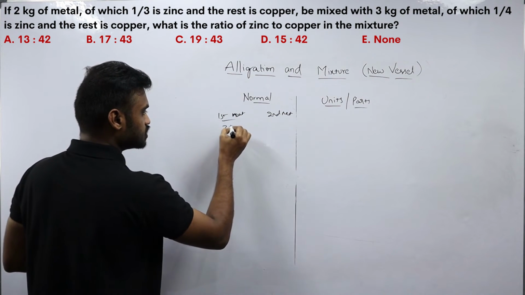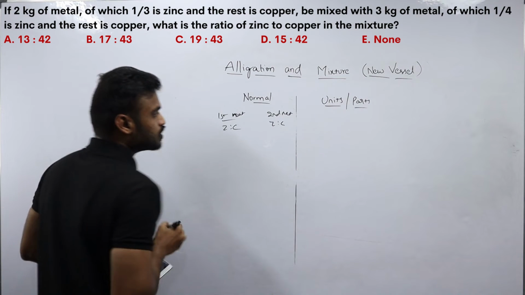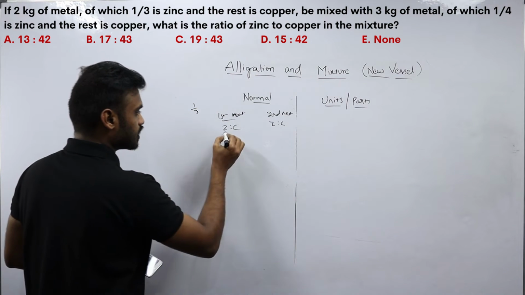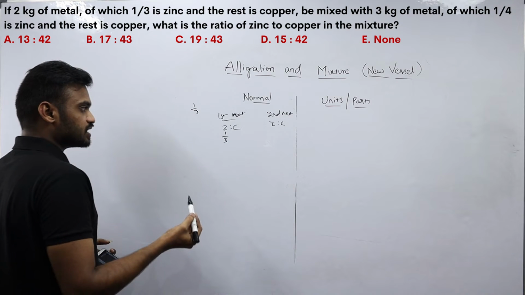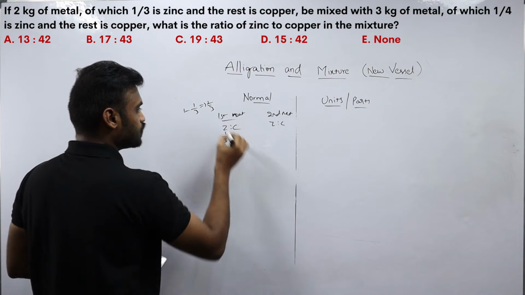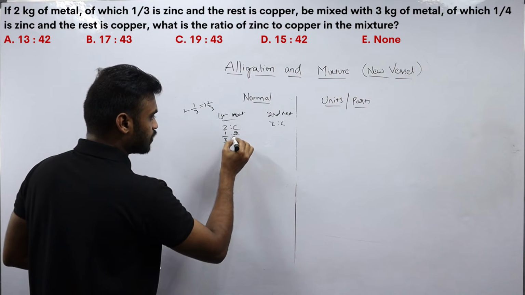Okay, now the ratio of zinc to copper. They are saying that in the first metal, the quantity of zinc is 1/3. So what is the resultant remaining quantity? That is 1 minus 1/3 equal to 2/3. So 2/3 quantity belongs to copper.